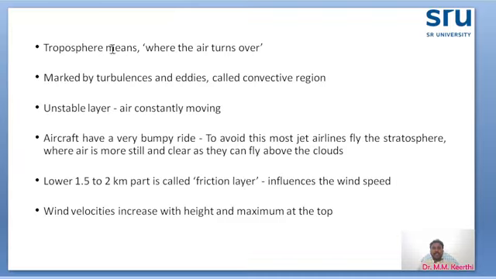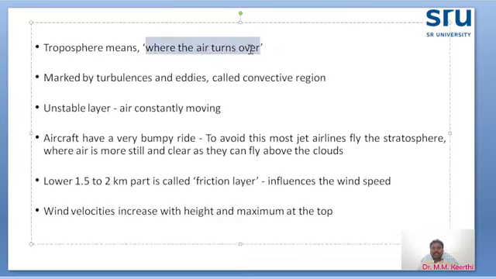Okay, troposphere means the region where the air turns over. Marked by turbulence and eddies, it is called a convection region. In this layer the air is unstable and constantly moving. That's why aircraft have a very bumpy ride. To avoid this, aircraft move above the troposphere region. Almost all flying happens in the stratosphere region because in the stratosphere there is no turbulence.